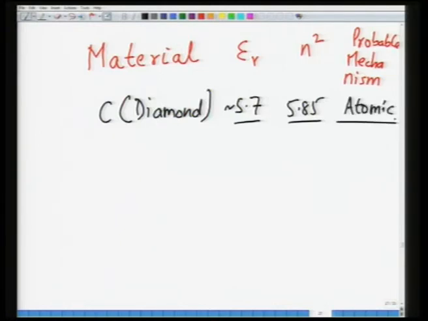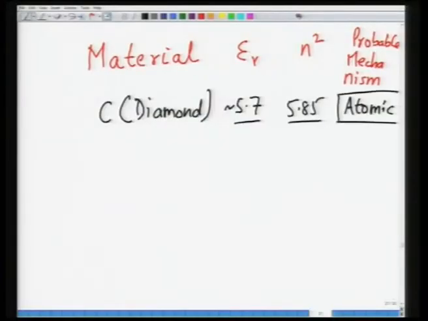And this makes sense because diamond is a single elemental material and it is an FCC diamond cubic structure. It does not have a molecular structure. As a result, you do not have ionic or dipolar mechanisms present. So, all you have is the atomic polarization which is present in the material.